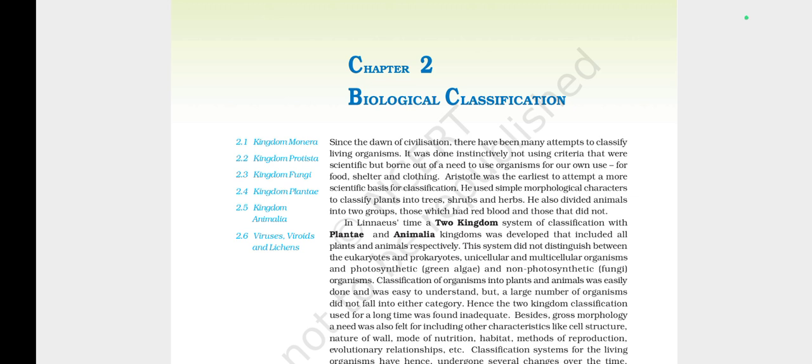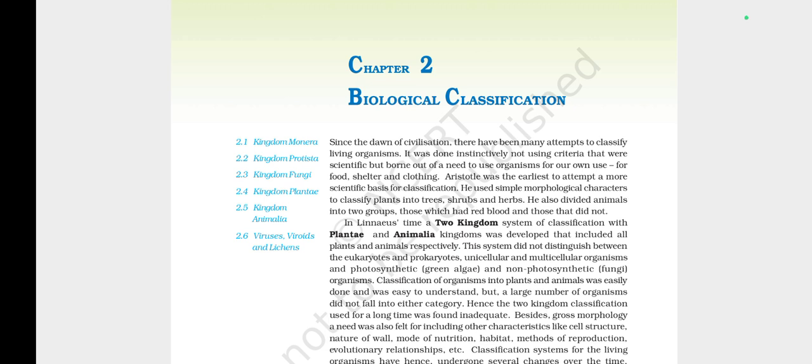Since the dawn of civilization, there have been many attempts to classify living organisms. It was done instinctively, not using scientific criteria, but born out of a need to use organisms for our own use, for food, shelter, and clothing. Aristotle made the earliest attempt at a more scientific basis for classification. He used simple morphological characters to classify plants into trees, herbs, and shrubs. He also divided animals into two groups, those which had red blood and those which did not.